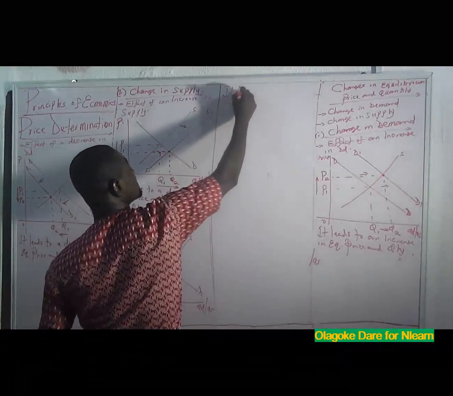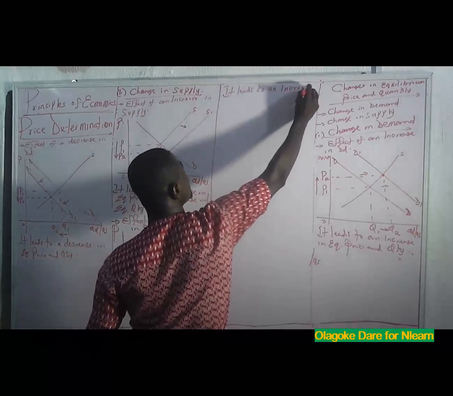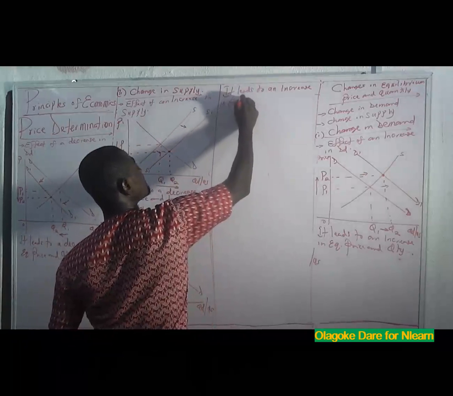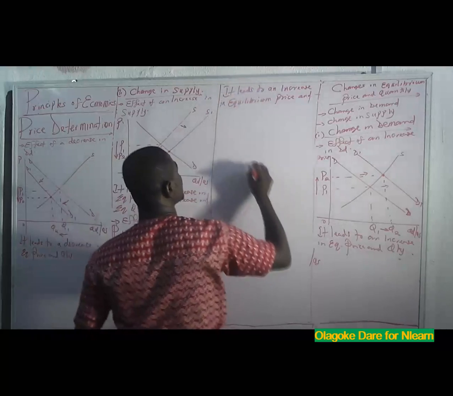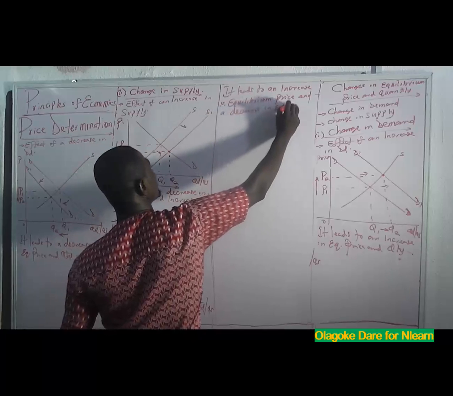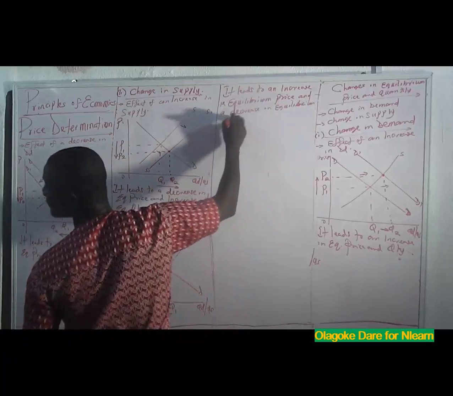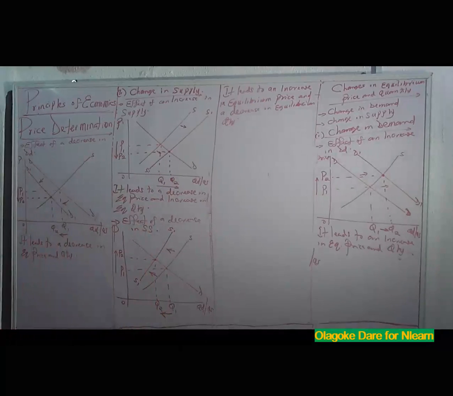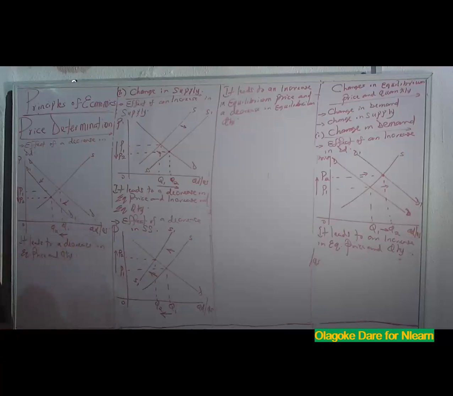So it leads to an increase in equilibrium price and a decrease in equilibrium quantity. So that is that about price determination and everything. So it's always merged with price control.